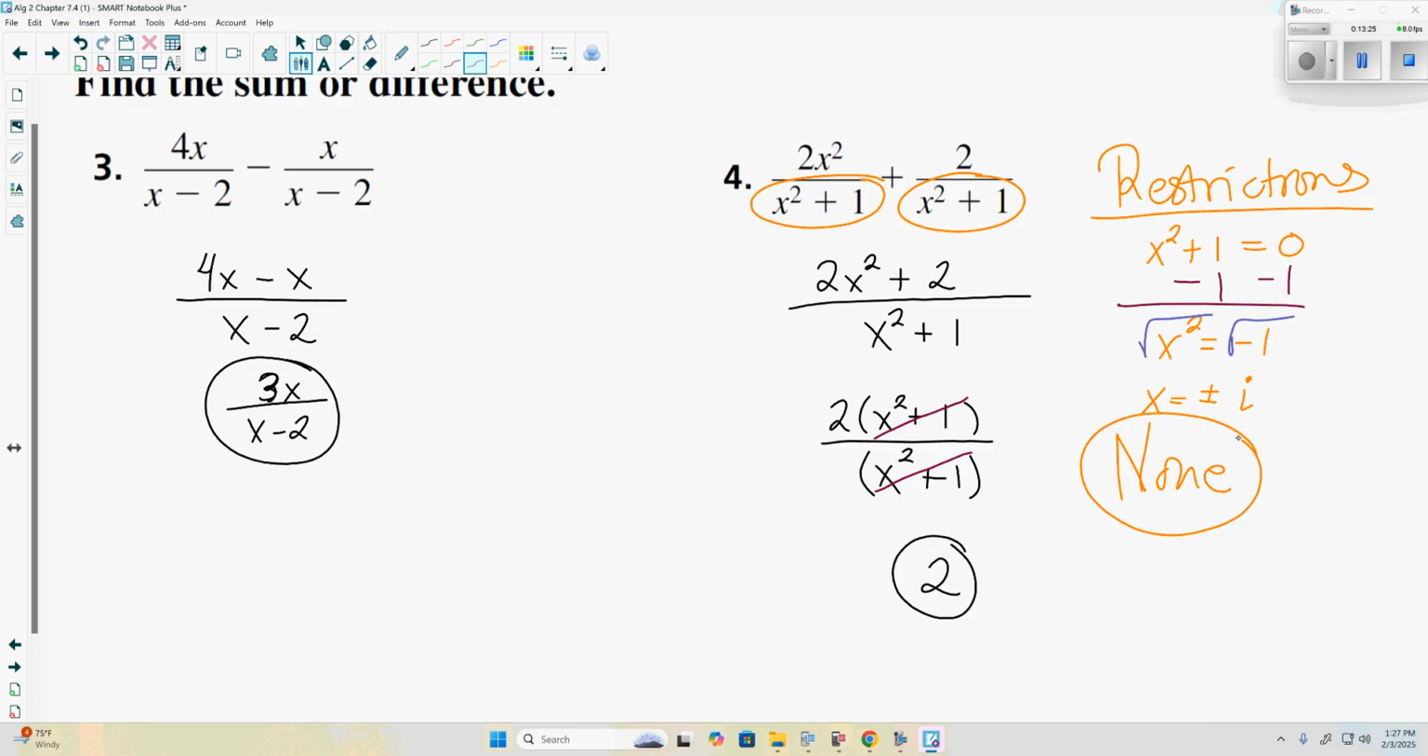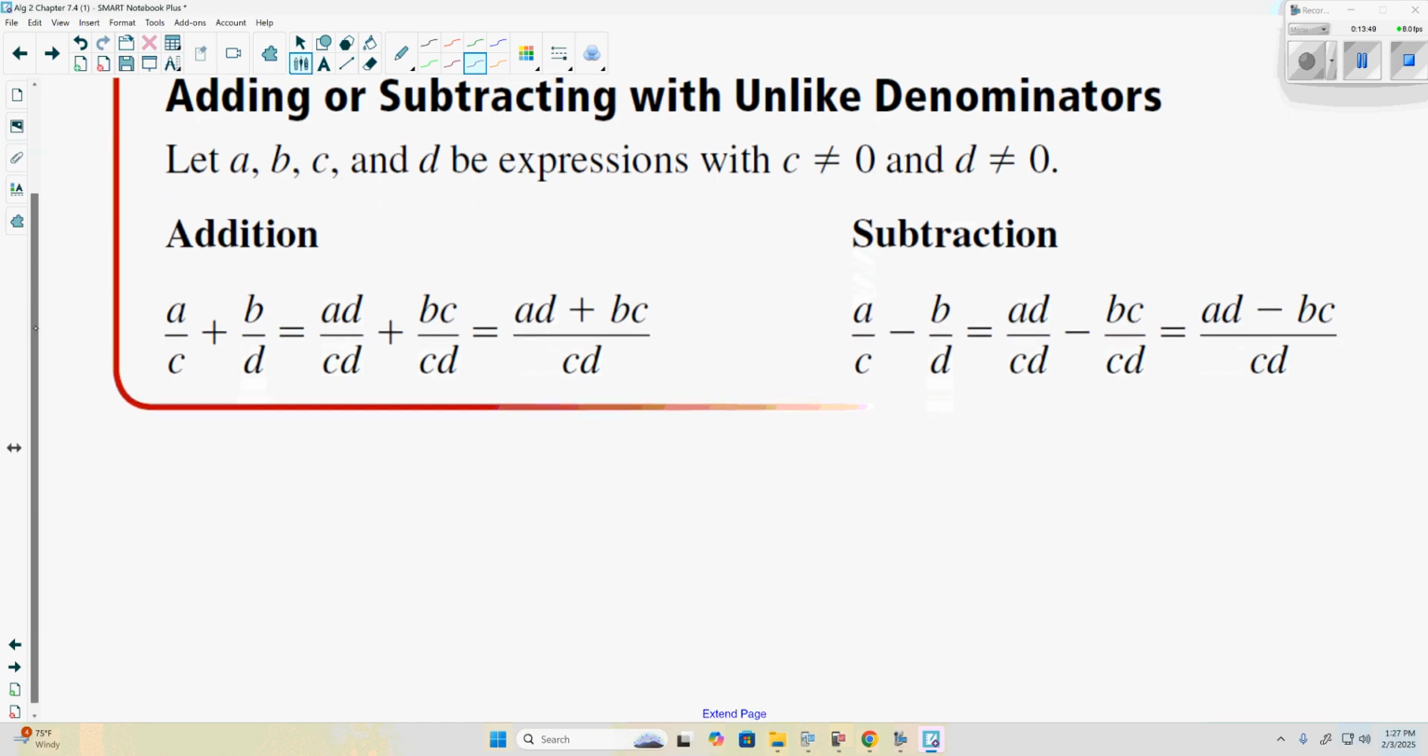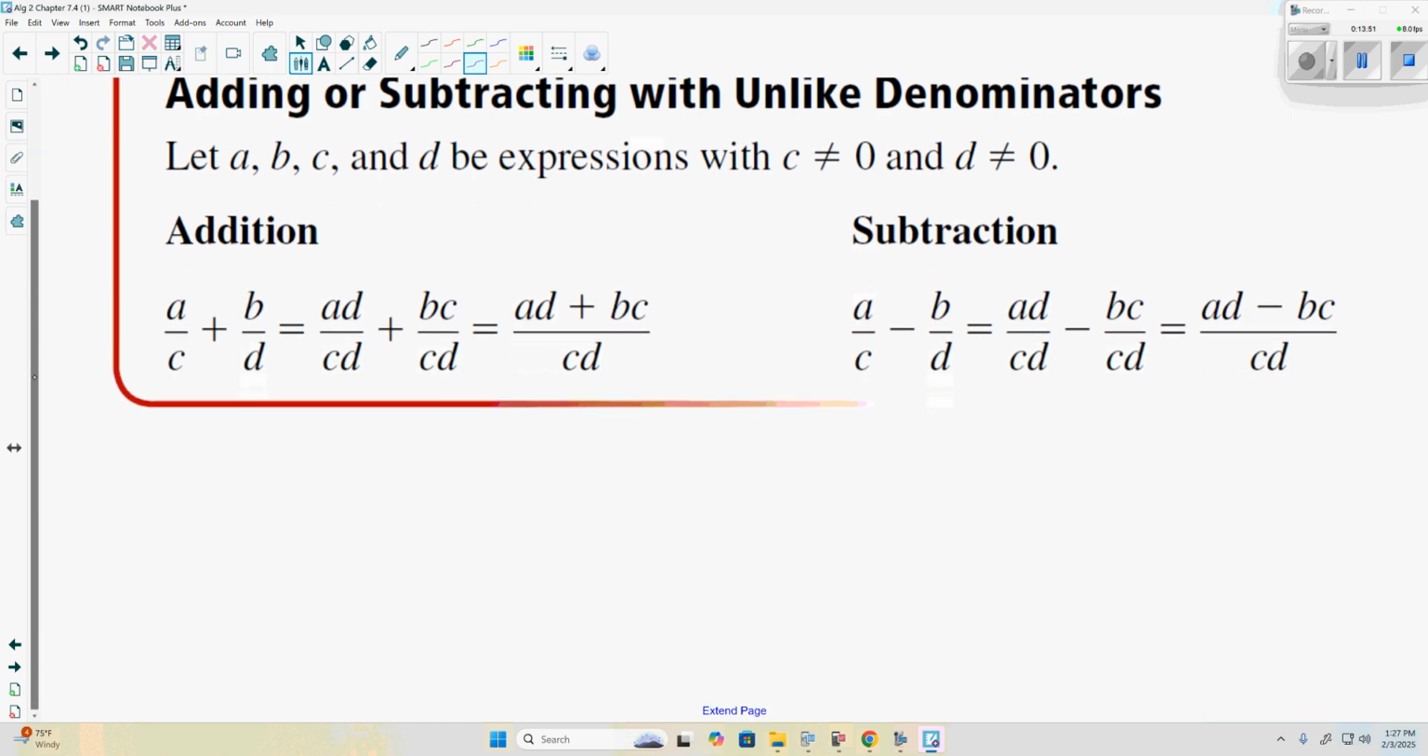Questions on this here? I think we feel good with these. These are the ones we like, especially when the denominators are the same. But they're not always going to be the same. And when they're not the same, we need to get them to match. We need to get them to have the same denominator, because once we get the denominators back to being the same, then we can add or subtract.